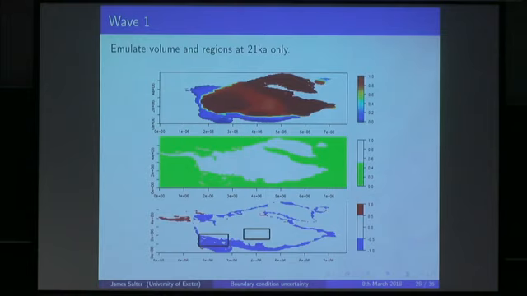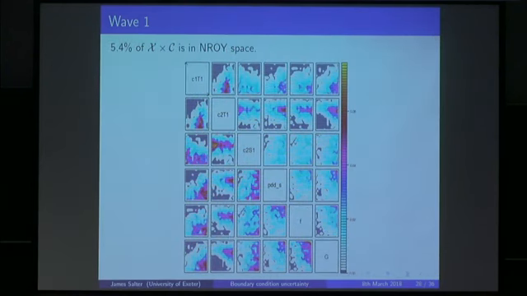We could emulate the entire spatial output, all 30,000 grid boxes, but we decided this wasn't really worth it. There's a lot of places where nothing much happens, where we always have ice. So we decided to just focus our resources on certain areas where we think we can make an improvement. So at wave 1, we build a univariate Gaussian process emulator for the ice sheet volume at 21,000 years ago, and we emulate a couple of regions that we're interested in, and then evaluate those using our binary implausibility measure. So we cut down the space, we get down to about 5% of our ice sheet parameter times coefficient space.